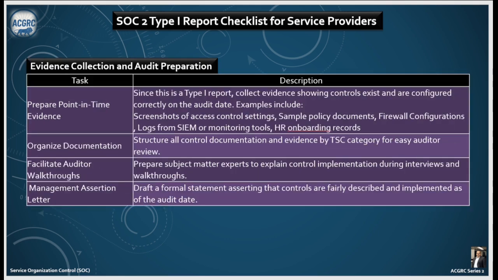Evidence collection and audit preparation. Since this is a Type 1 report, do remember this is a Type 1 report. Collect evidence showing controls exist and are configured correctly on the audit date. Examples include screenshots of access control system settings, sample policy documents, firewall configuration, logs of SIEM. We discussed this in detail in earlier examples. Structure your control documentation and evidence by TSC category for each audit review. Prepare subject matter experts to explain control implementation.